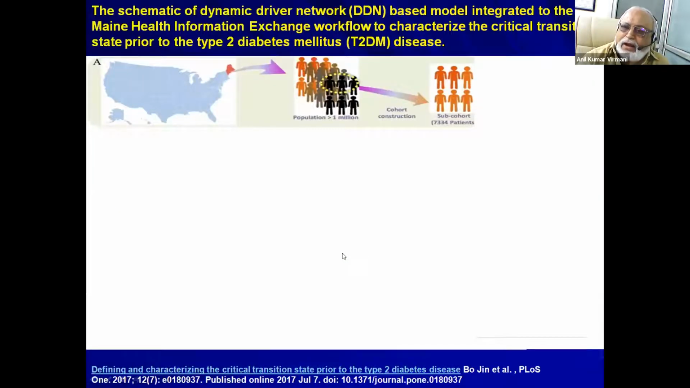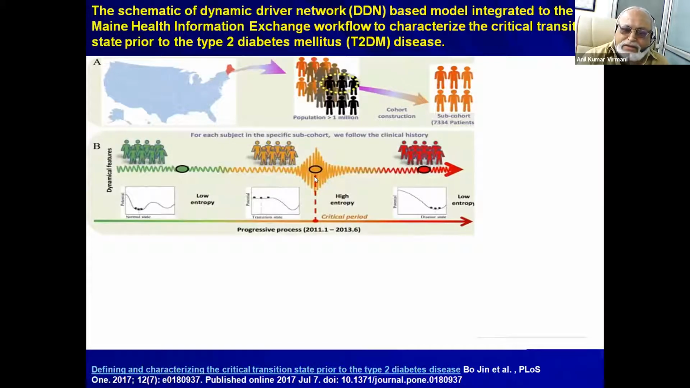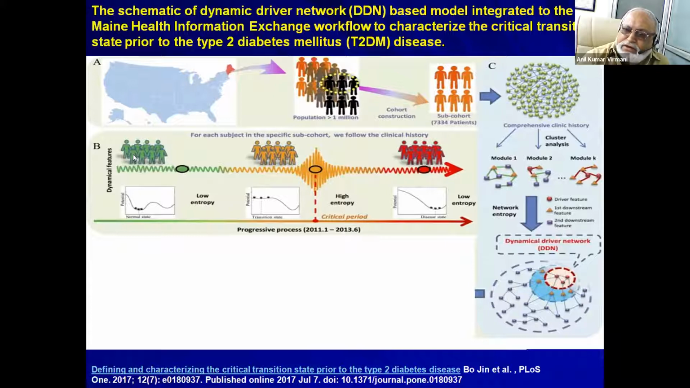Now we must identify what the problem is and why it is occurring. And this is an excellent study from the Maine Health Information Exchange, which has a population of more than 1 million. They took out a cohort of around 7,300 odd patients who had developed diabetes recently. And they looked at them and saw that there were certain patients who had a very high entropy, and during the critical period, they went on to develop diabetes. Whereas there were a lot of patients who had low entropy and they went back to normal glucose tolerance. And they fed this into the artificial intelligence system and put them into various modules, module 1, 2, 3, and they discovered through the Markov process what is called a dynamic driver network.